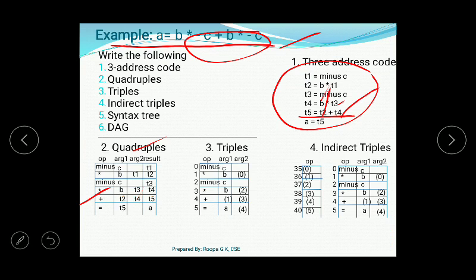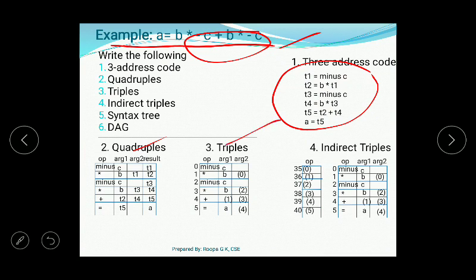Then last one, assignment. A is equal to T5. Result is A, isn't it? Result is A. Operator is equal to, just an assignment. So equal to itself is an operator. Okay, clear now? Don't get confused. In the previous ones you have equal, but one more operator lies in the RHS also. So here assignment itself is the operator. So operator is assignment. Argument 1 is T5. There is no second argument. This is how to write quadruple representation.